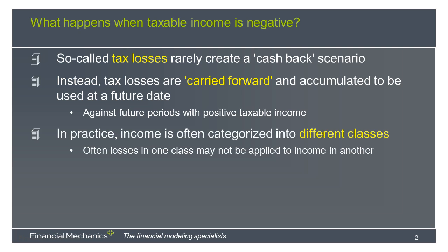In practice, what then happens is income is often subdivided into different groups, categorized into different classes if you prefer, for instance passive activity and trading activity. And often the tax man will only allow losses to be applied against income of a similar class, and that gets complicated as to which losses can be used against which income or gains, and that will all be very specific to a given jurisdiction, but it's a point to note.